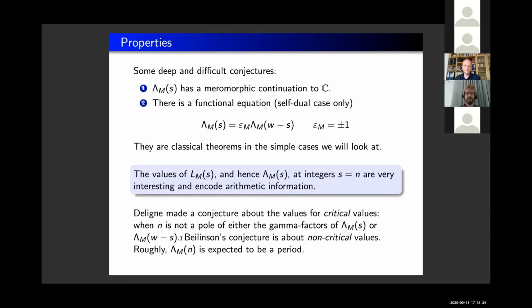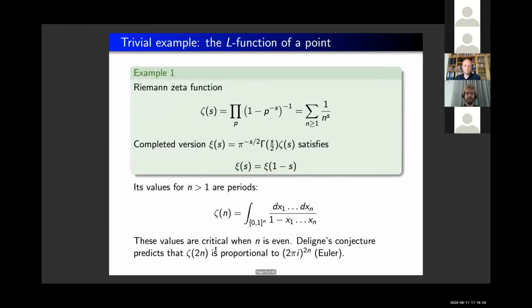So Deligne made a conjecture about critical values. And Beilinson later made a conjecture about non-critical values, which are all the other values. But in both cases, it's expected that the values, the integers of these L functions, are periods. Okay. So let's do some examples.